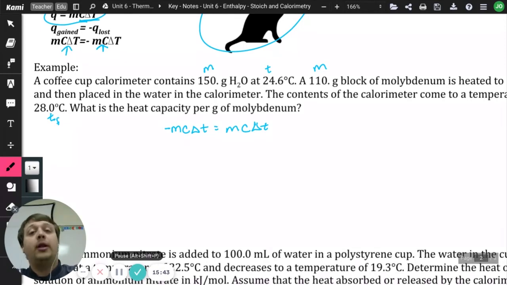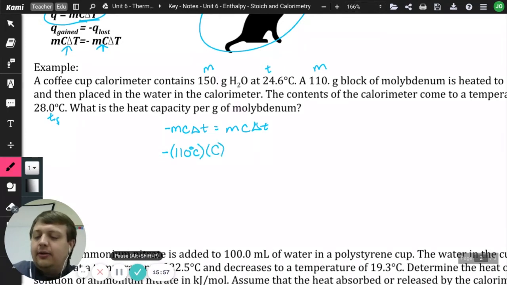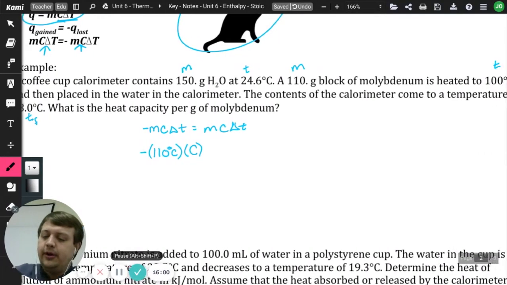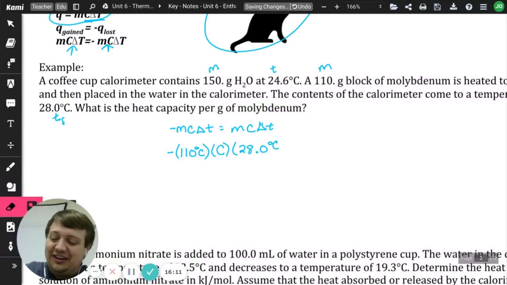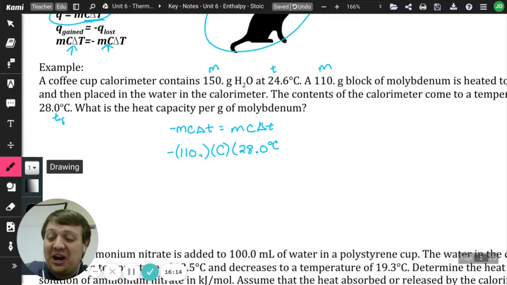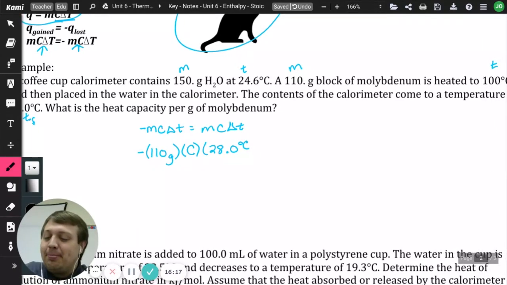So that means that my molybdenum here is going to be losing energy and my water is going to be gaining it. So I have negative 110 grams times the specific heat of molybdenum, which we're looking for, times its change in temperature. So the final temperature was 28 degrees, minus the initial temperature, which was 100 degrees Celsius. Sorry, this is not 110 degrees Celsius, it's 110 grams. Sorry about that.